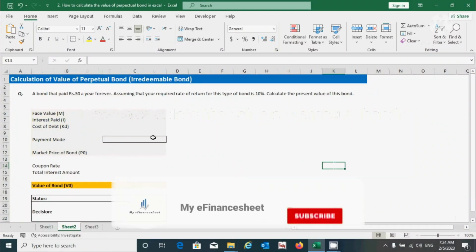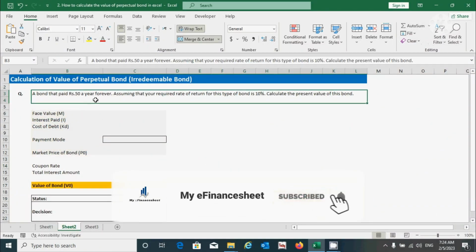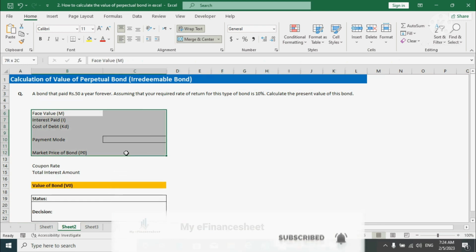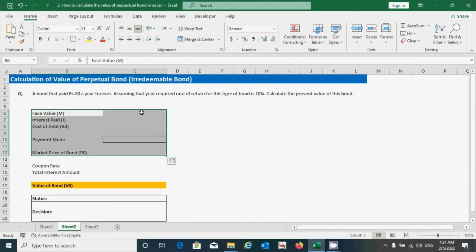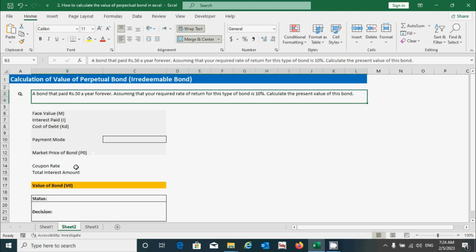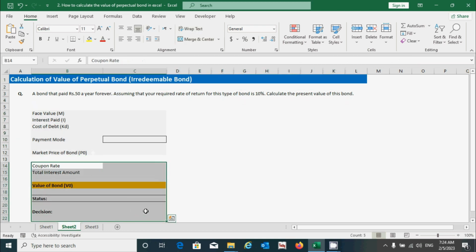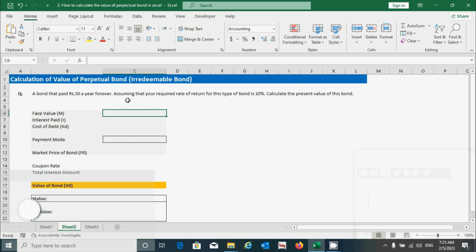Alright, as you can see, this is our questions area where we will extract the value from this statement, and this is our calculation area where we will calculate the relevant components of perpetual bond. Okay, so first I'm going to read this statement and extract the information written here.